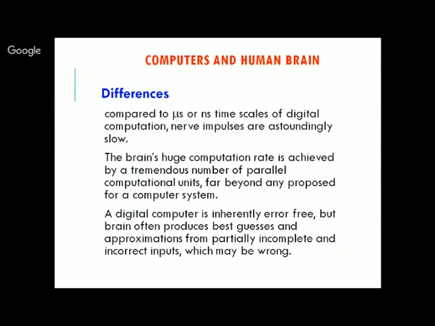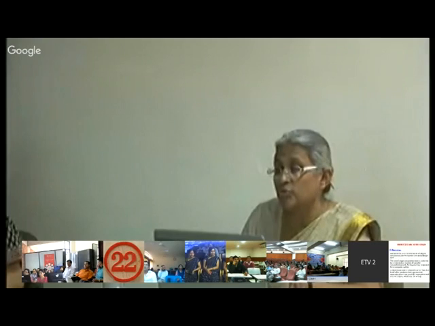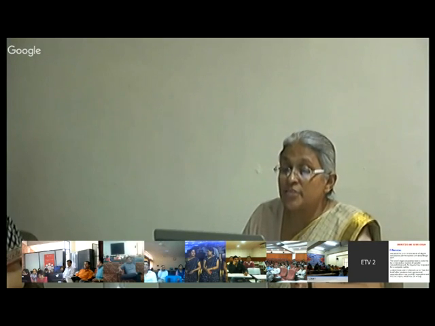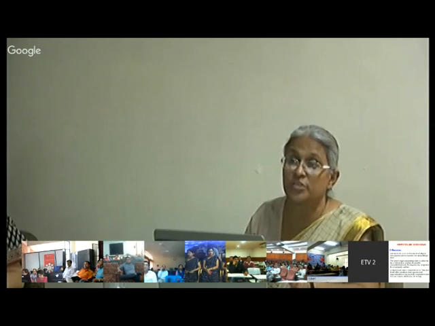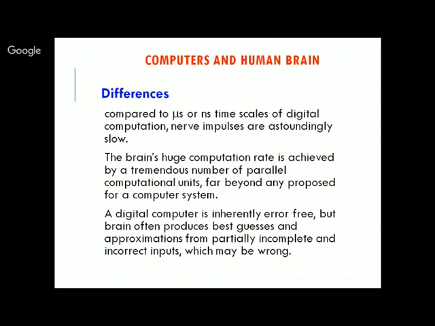Similarly, there are some differences. Compared to the microsecond or nanosecond time scales of digital computation, nerve impulses are very slow. Our machine will work on nanosecond or microsecond time, but our human brain does not work like that. The brain's huge computation rate is achieved by a tremendous number of parallel computational units. I told you there are over 100 billion neurons, all connected together by around 100 trillion connections. That much connectivity cannot be proposed for a computer system.